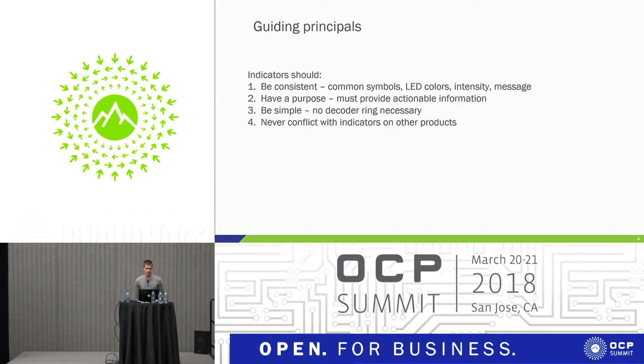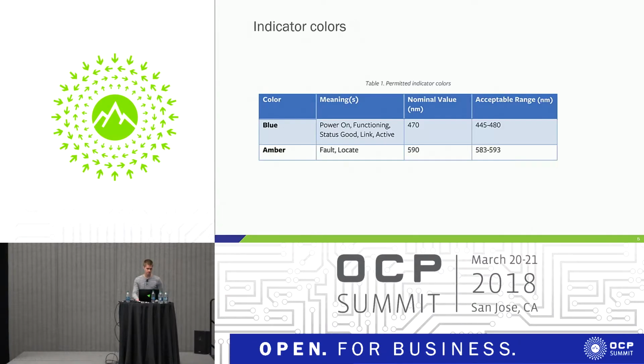Third, indicators should be simple. That's to say that you don't need any reference documentation or a decoder ring to run around and understand what a particular indicator is trying to communicate. This also means we want to stay away from things like blinking codes and things of that nature. We want it to be very simple. Number 4, indicators should never conflict with indicators on other products. Now, this is an expansion from being consistent, but it takes it to the next step here.